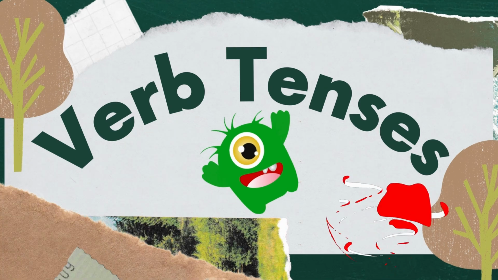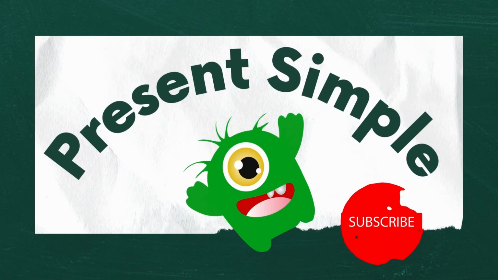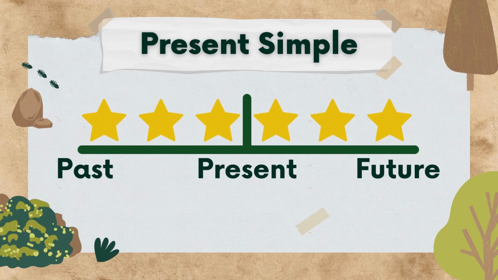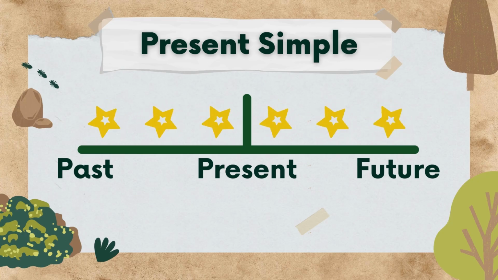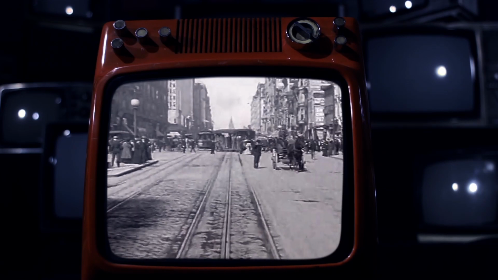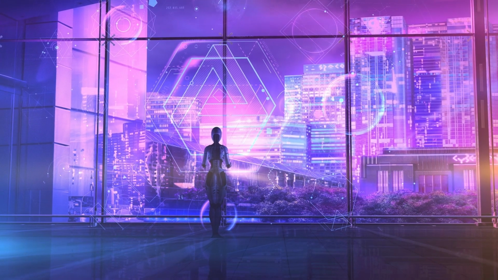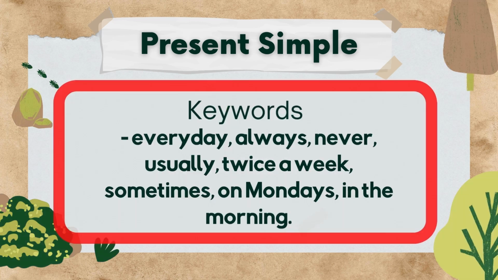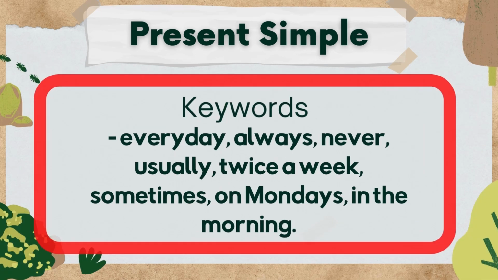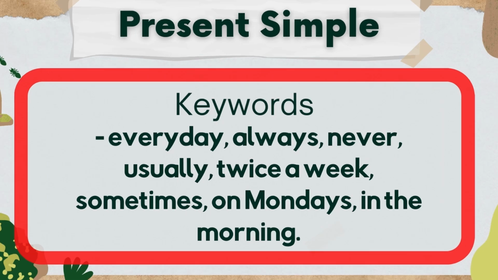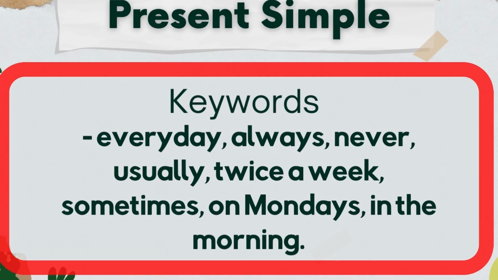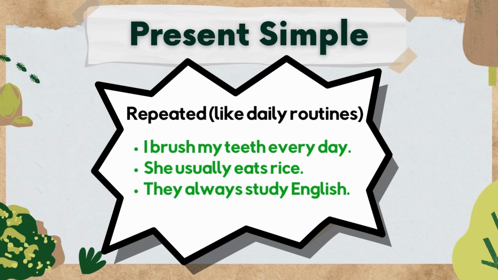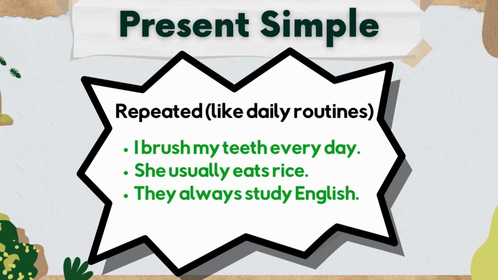The first tense we'll look at is the present simple tense. The present simple tense can take place in the past, present, or future. Some of the key words are every day, always, never, usually, twice a week, sometimes on Mondays, in the morning. We use the present simple tense for repeated actions, like daily routines.